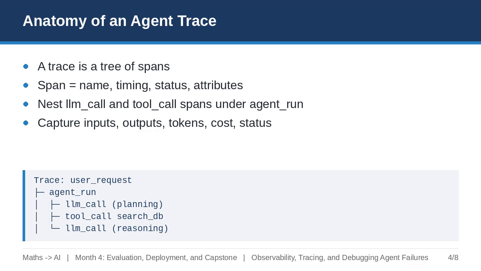Model your trace as a tree. The root is the user request, with an agent_run span, and nested under it every LLM call and tool call. Each span records timing, status, and rich attributes. The most valuable attributes are the raw prompt and completion at each step. That's what you'll read when debugging reasoning.